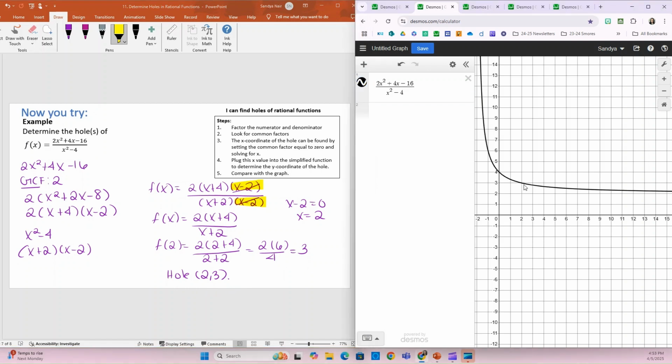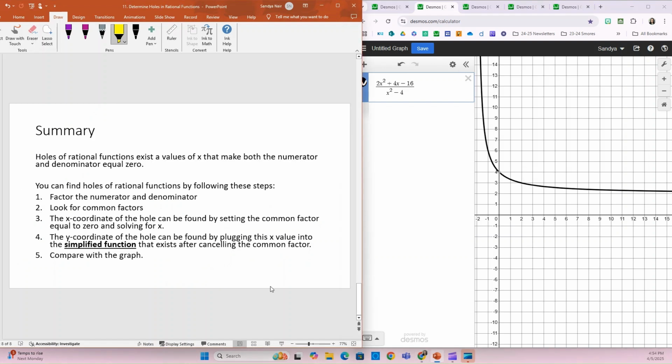So if we go to the graph of this function, and if we go to 2, you can see here when I move that point to 2, it's going to change from a filled in circle to an open circle. And notice that it says undefined because that's the location of the hole on this graph. So remember, holes of rational functions exist at values of x that make both the numerator and denominator equal to 0.